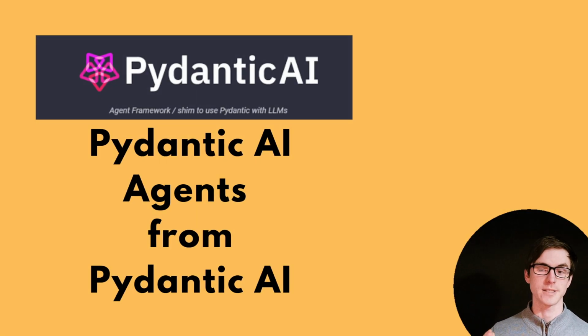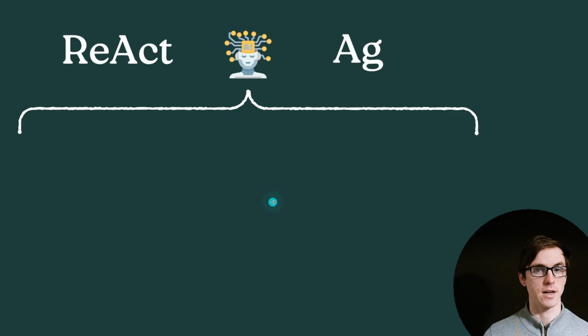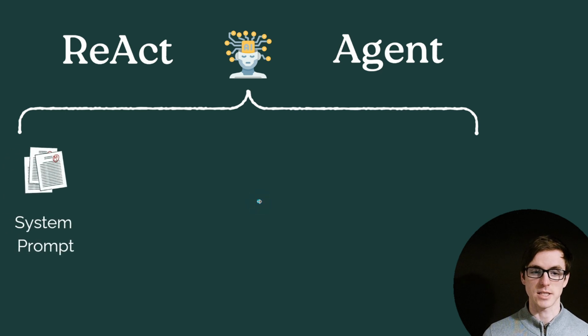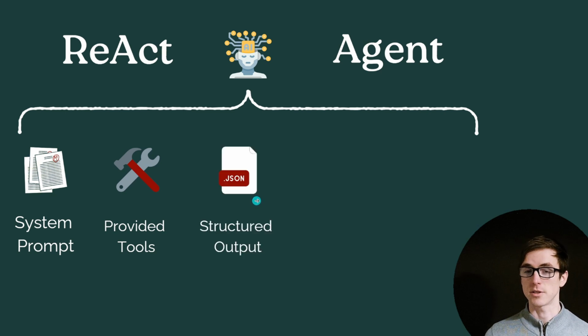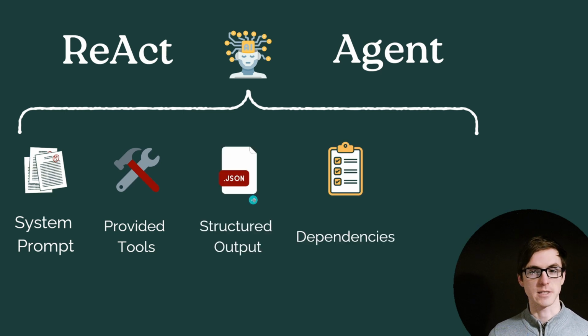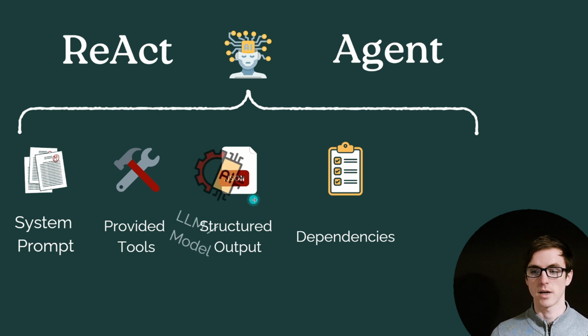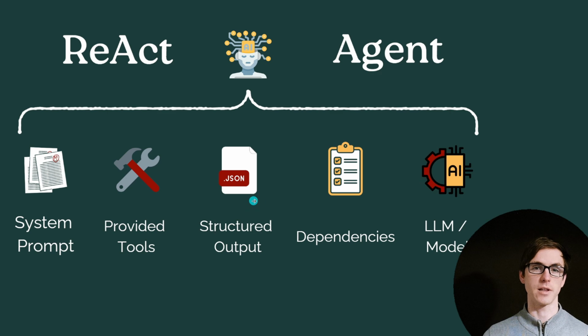So on to PydanticAI Agents from, you guessed it, PydanticAI. Agents in PydanticAI are the same as in SmolAgents. They are React agents, but they define agents as having these 5 characteristics. They've got to have a system prompt, tools that you provide or that you import from Pydantic, or structured output defined in Pydantic. You can optionally specify any dependencies that you need to inject into your tools, and also you need to specify the language model.